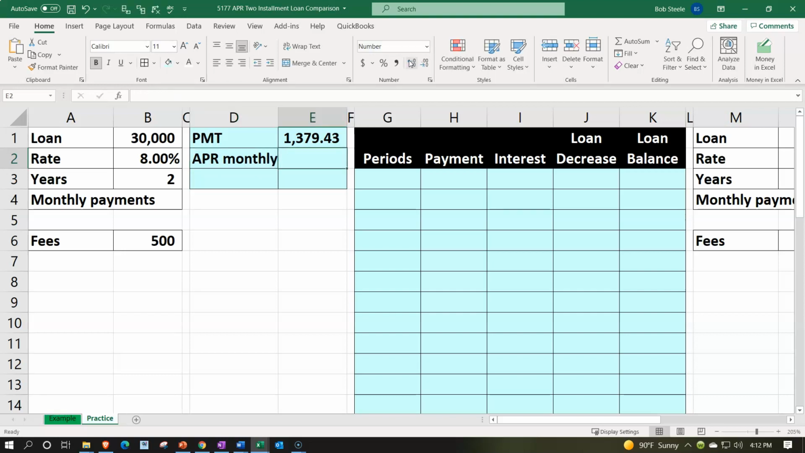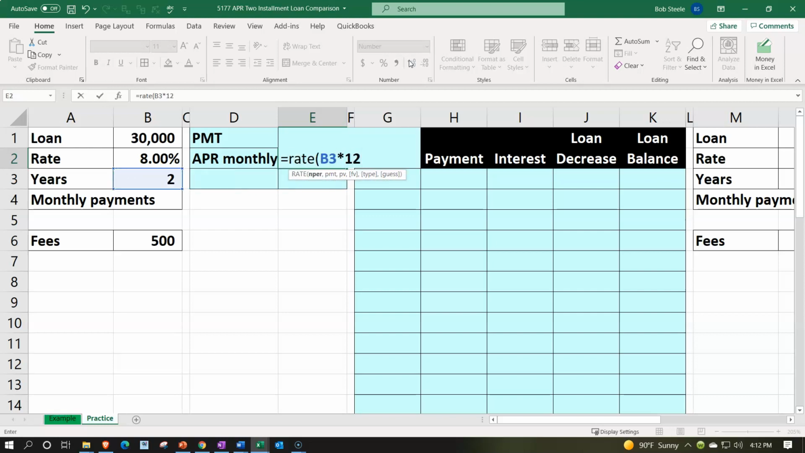So I'm going to calculate this with the trusty RATE formula. So we'll say equals the RATE, Shift 9. We're going to take the number of periods, which once again will be the 2 years times 12, or 24 periods, comma. The payment that we're going to have is the one we just calculated right up top, and then comma. And then here's where the twist is.